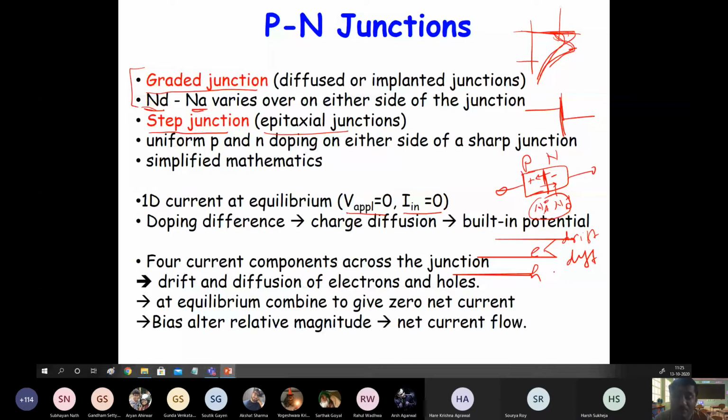Now, in equilibrium, all these four components will add up to zero at all the locations along the diode. But when we apply a bias, the magnitude of these four components will change and you will have an overall current. Another point to note is that the sum of these four components will be constant. If there is no charge build-up anywhere, the current will be constant throughout the diode.